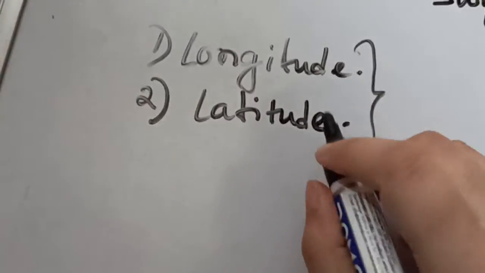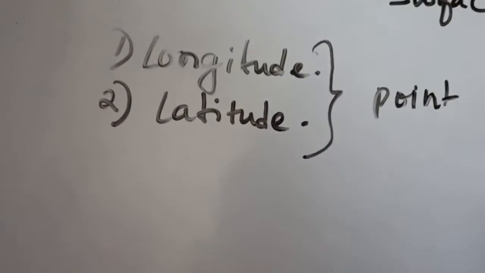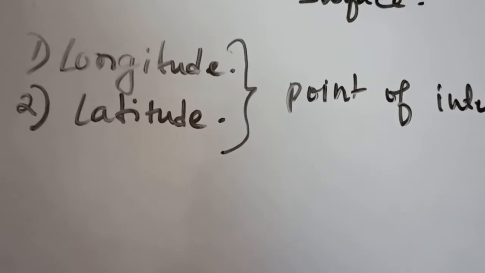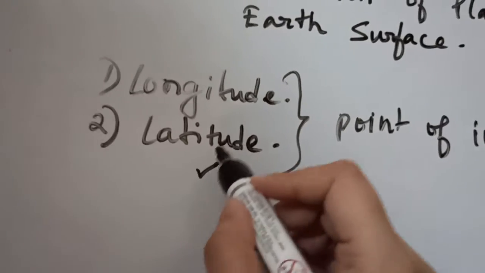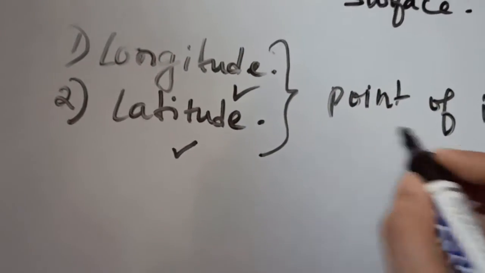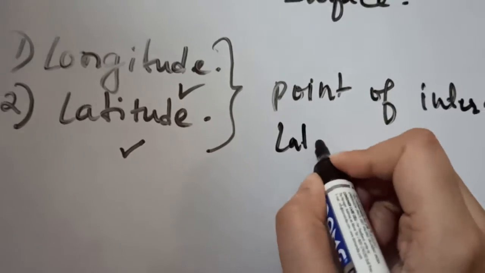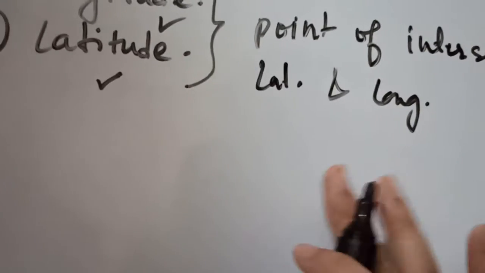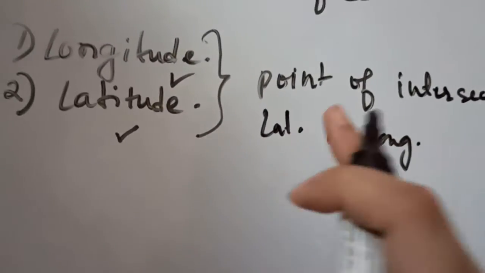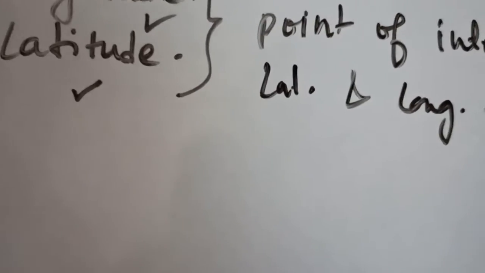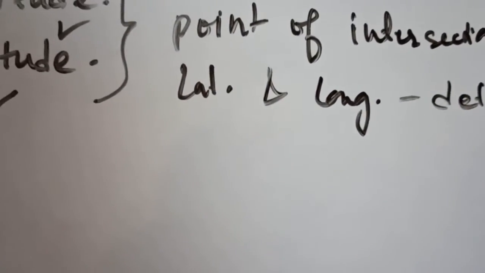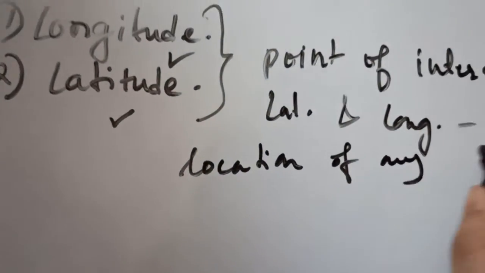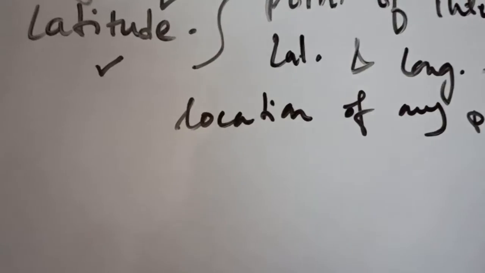Actually, the point of intersection of the line of the latitude and the line of the longitude, where lat is the short form for latitude and long is the short form of longitude, determines the location of any place on the earth's surface.